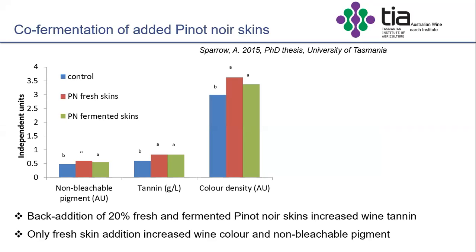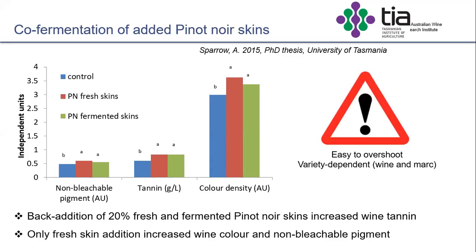I actually said there that only fresh skin addition increased wine colour and non-bleachable pigment. Please excuse me, but I actually went and got the data from the aged wines, and in this case, both treatments actually increased both of those measures. So what is interesting here is that one can simply take Pinot Noir skins, perhaps from a sparkling wine base, and add them to a Pinot Noir treatment and actually produce positive effects.